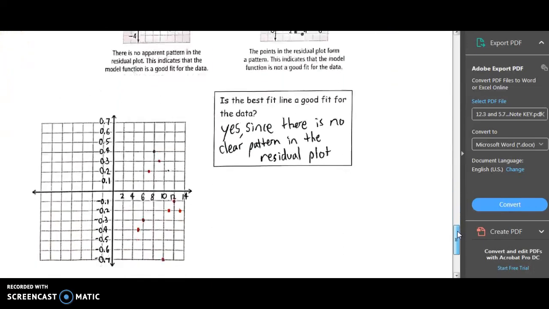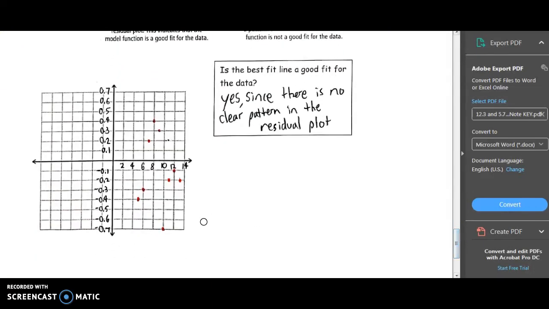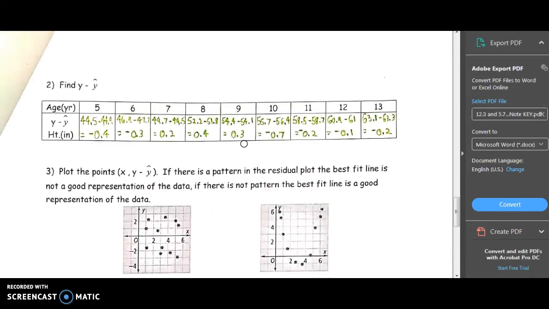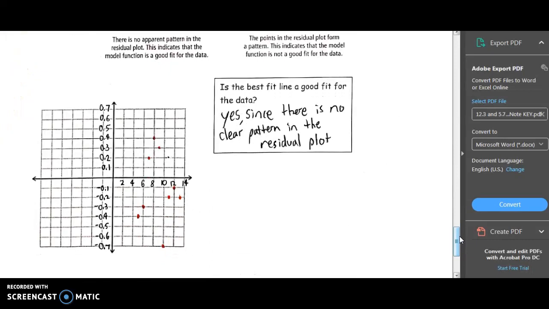And I plotted those out right beneath here. So again, ages were going from 5 to 13. We had some positive residuals, we had some negative residuals, and I put these into a residual plot. And again, should match up to what we had in the table at the top. So for example, if I look at 12 as an x, negative 0.1 should be the y value. So I have that on my graph as 12 and negative 0.1.